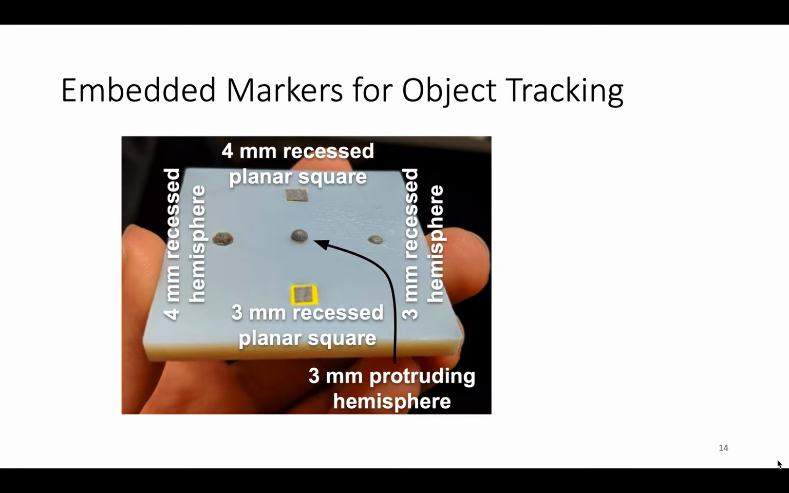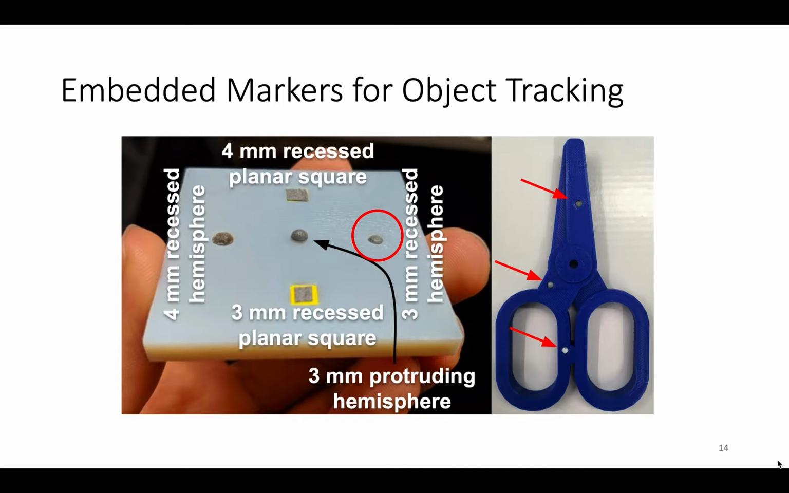Tracking requires attaching markers to the object surface, which can influence grasping behavior. We reduce this by embedding small hemispherical markers flush with the object surface. This offers a good compromise between unobtrusiveness and tracking performance.